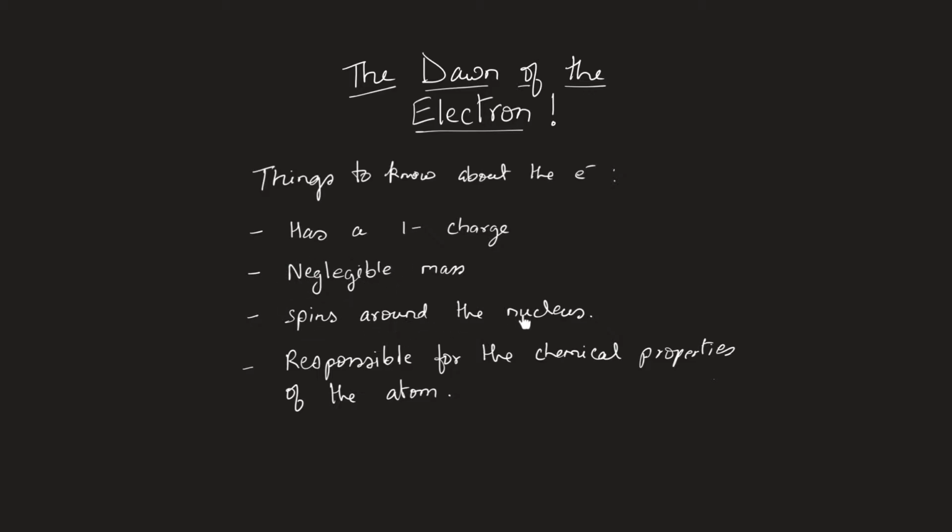It spins around the nucleus, so the protons and neutrons are inside the nucleus, and the electron spins around the nucleus. And probably the most important one is that it is responsible for the chemical properties of the atom.